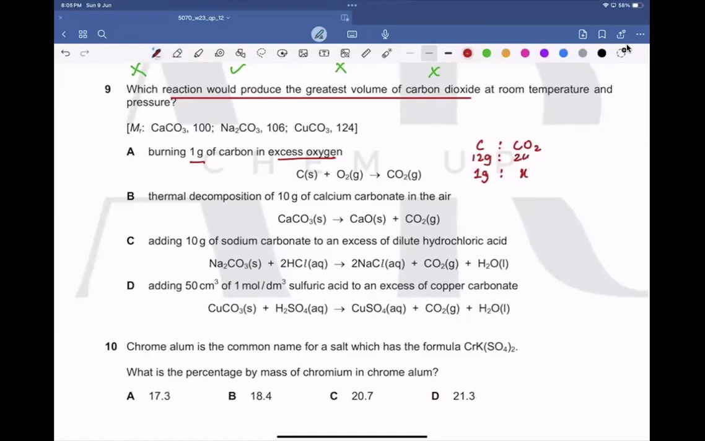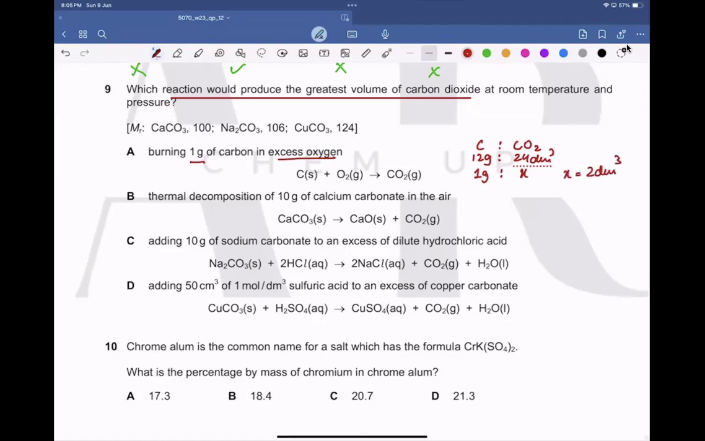So we can consider 1 mole as 24 decimeter cube. So calculate how much volume of carbon dioxide would be produced. I took the ratio of mass and volume because the mass of the carbon is given and they are asking about the volume of carbon dioxide. So it will give me 2 decimeter cube.